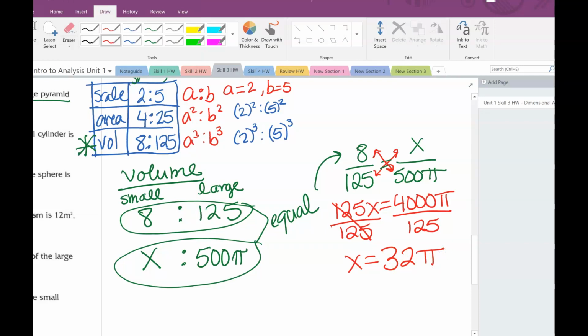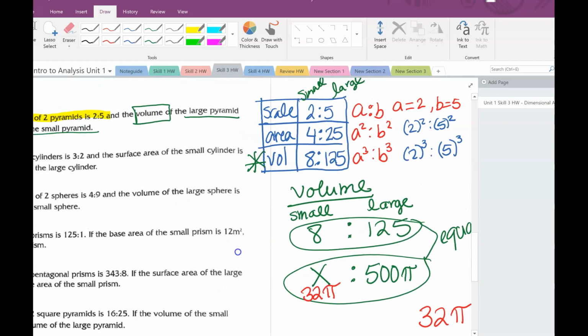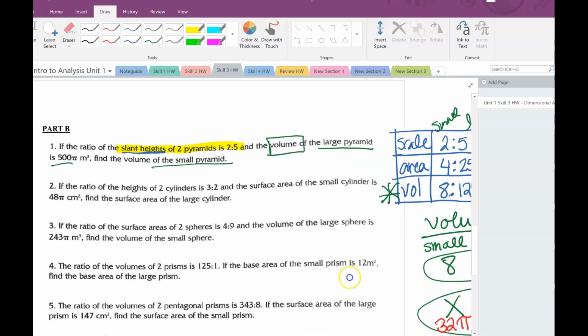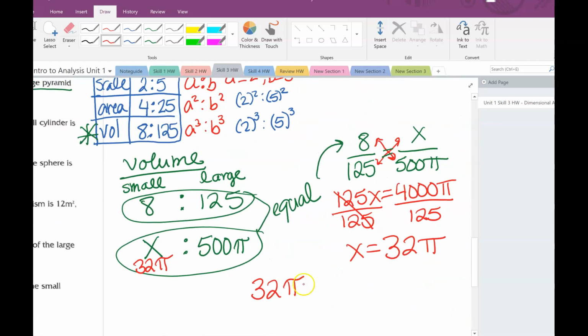So again, what was I answering? This 32 pi. Does that make sense? Well, it's smaller than the larger one, so it seems to make sense. And it was representing a volume, so this would be 32 pi. The units they gave me were in meters cubed, so this would also be meters cubed.